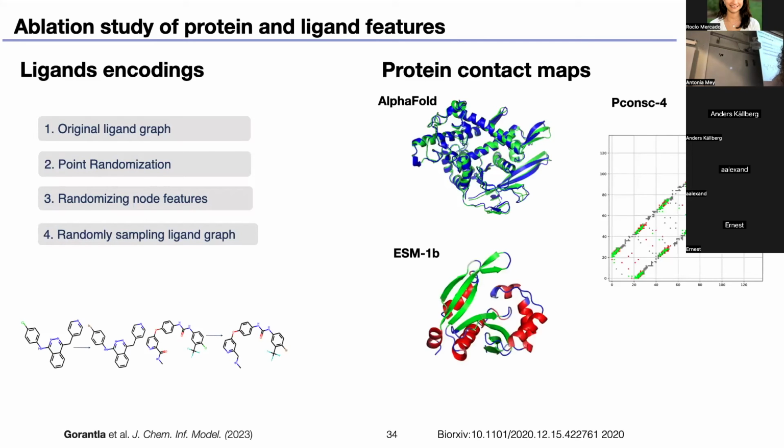And for the protein, we use 4 different ways in which we encode our contact map. So we use an AlphaFold model. I mean, we could use a crystal structure, but we didn't have enough crystal structure data. So we use an AlphaFold model and compute a contact map. We use PCONS4, which is a model in the literature, and ESM1B, which is this transformer-based language model. And then just a random encoding as a sort of test.